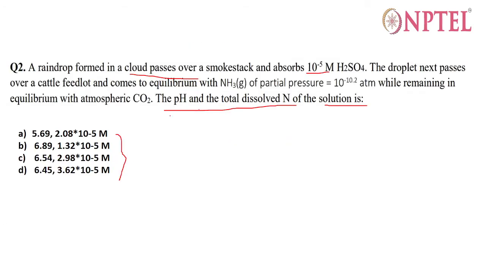So what were the data? The first one is that a raindrop formed in the cloud passes through a smokestack and absorbs 10 to the power minus 5 molar of H2SO4. And then it crosses over a cattle feedlot and comes to equilibrium with NH3 partial pressure, that is 10 to the power minus 10.2 atm. And then it remains in equilibrium with atmospheric CO2. That is one hint, and then the partial pressure of ammonia is given and also how much was absorbed.